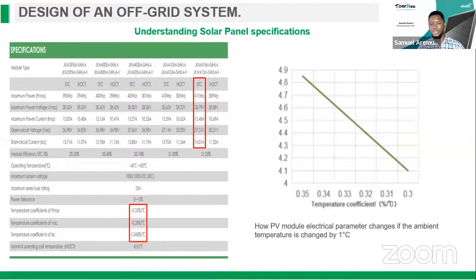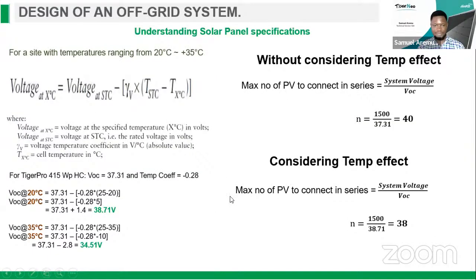So what does it talk about? It talks about how the parameters of the solar panel change with a 1 degree increment or decrease in temperature. In this slide, I try to explain that in Lagos, for example, the lowest ambient temperature ever recorded is 20 degrees Celsius, and the highest is about 35 degrees Celsius. It is very important to know the voltage at these temperatures because, like I said, you must not exceed the maximum system voltage.